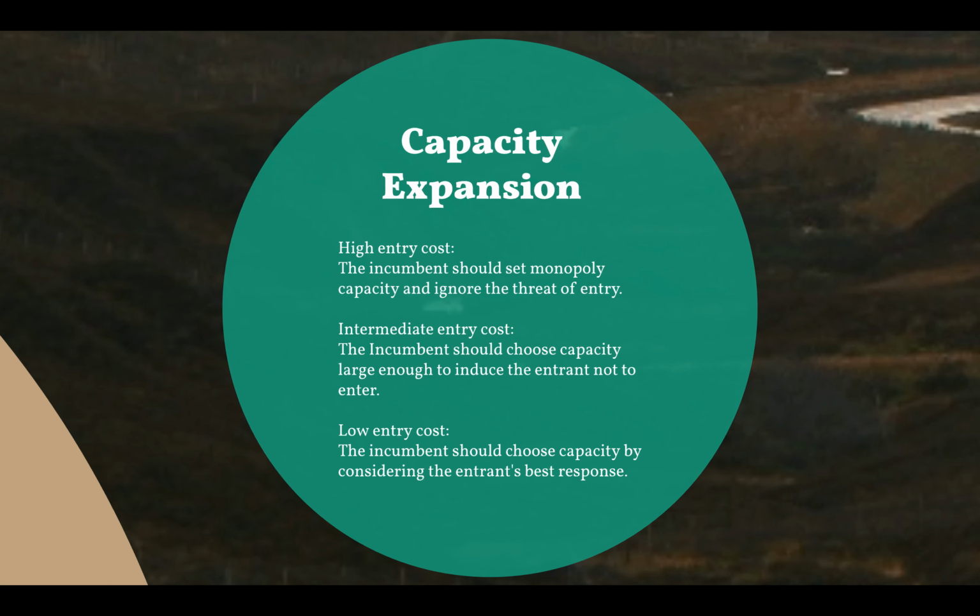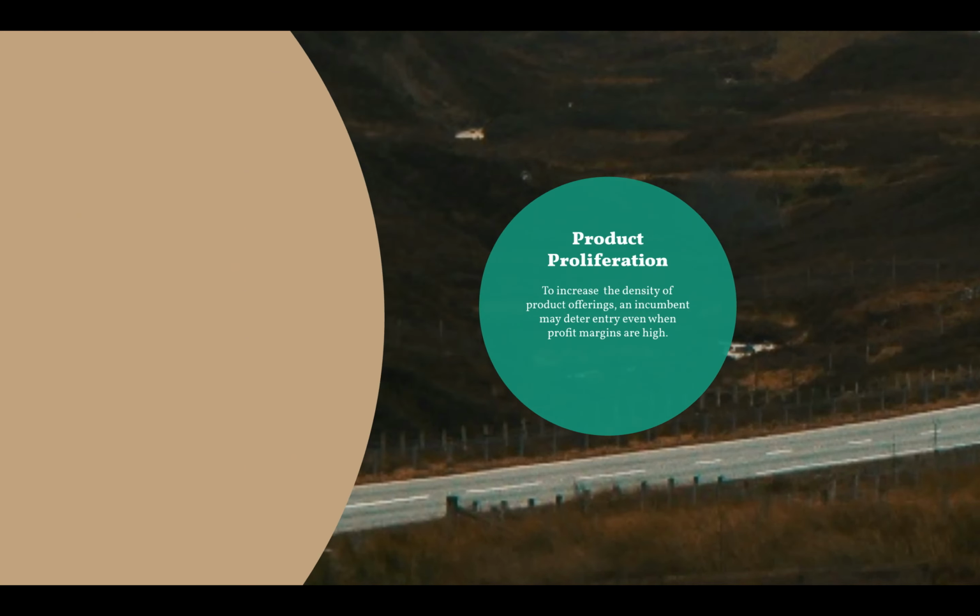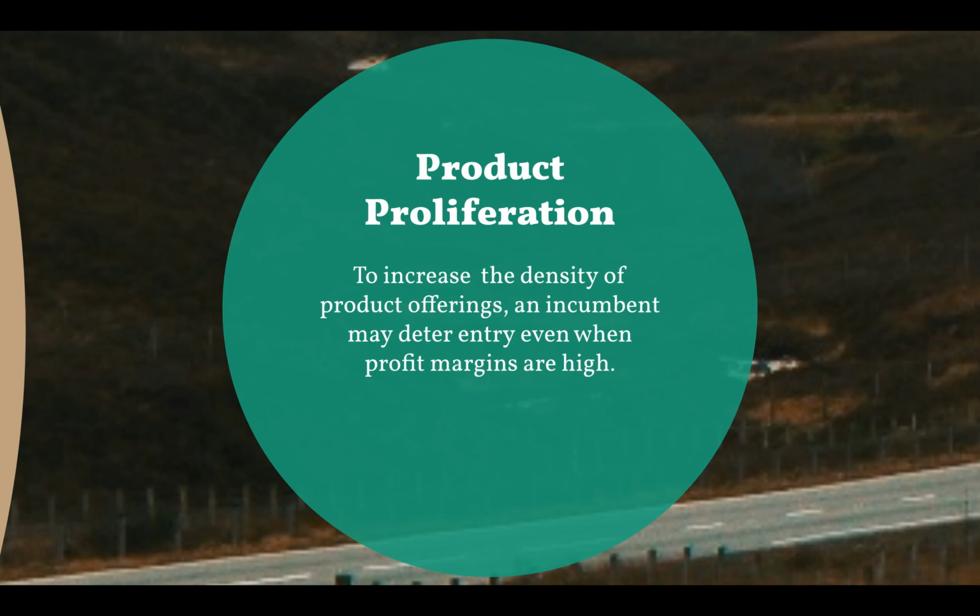Next, I will introduce product proliferation. This strategy, increasing the variety, is not limited to the density in the product space. It also applies to the density in geography space. When the incumbent increases the variety of products, the new entrant sees high competition and is induced to give up.